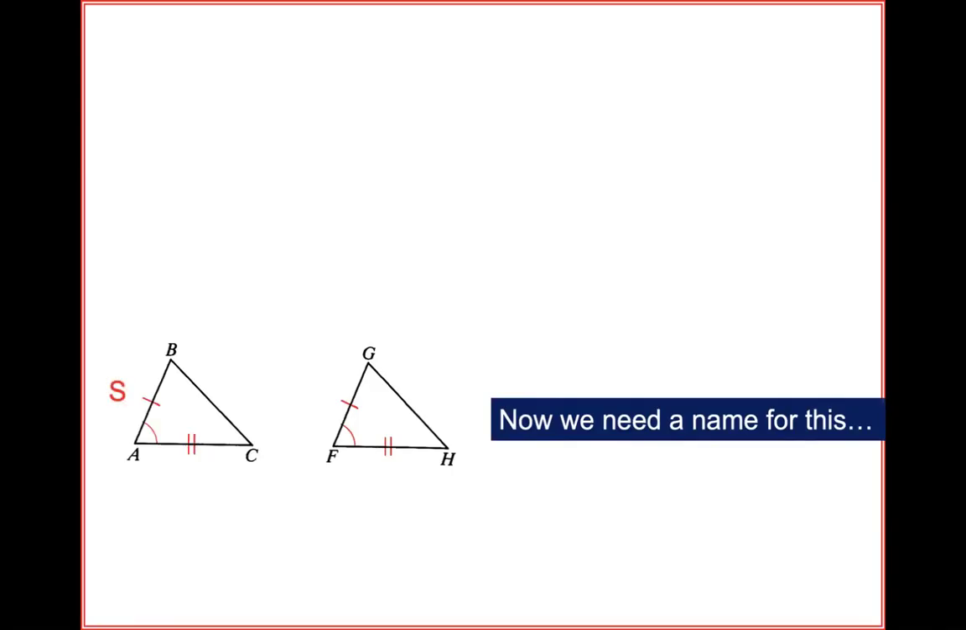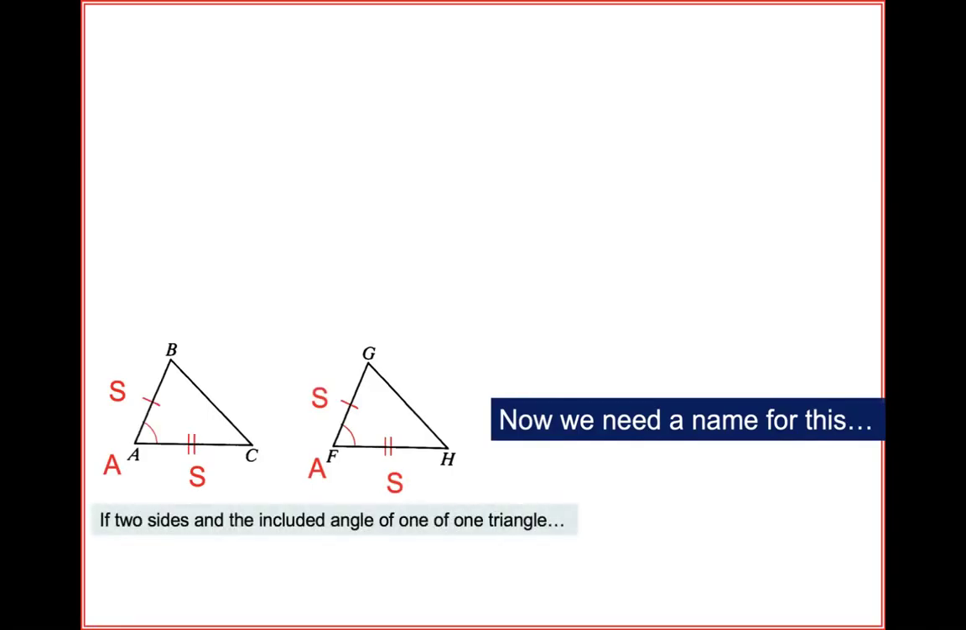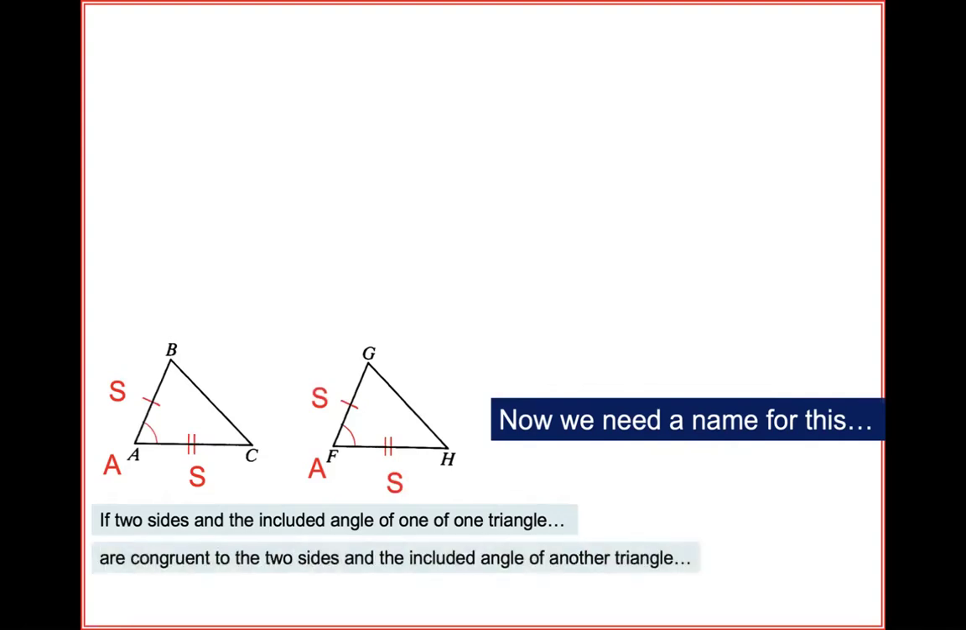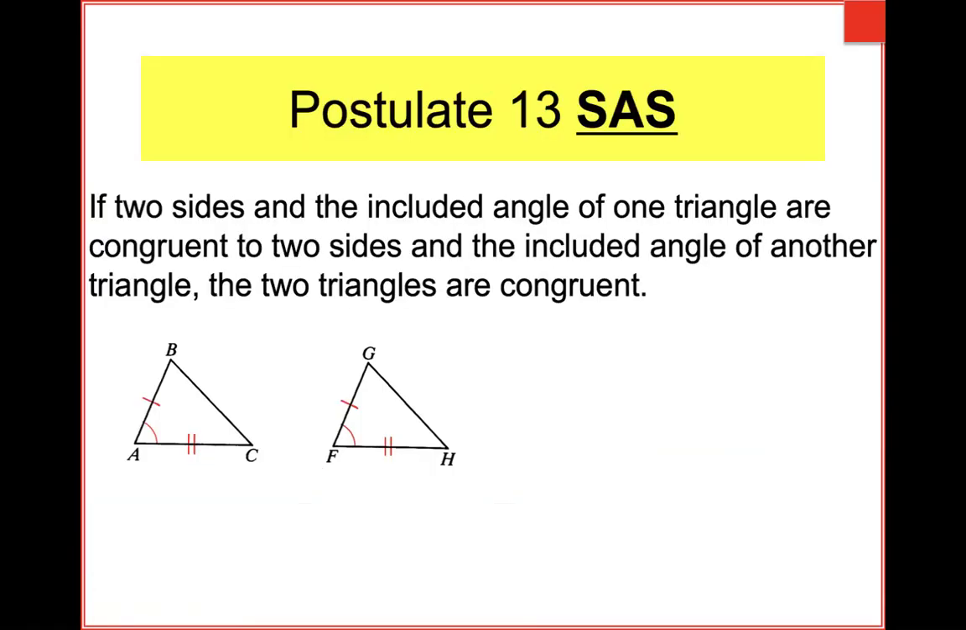So we need a name for this. If we had two sides and the included angle, it would literally spell out, do you see it? SAS. So if two sides and the included angle of one triangle are congruent to two sides and the included angle of a second triangle, SAS, then the two triangles are congruent. And we call this the SAS postulate.